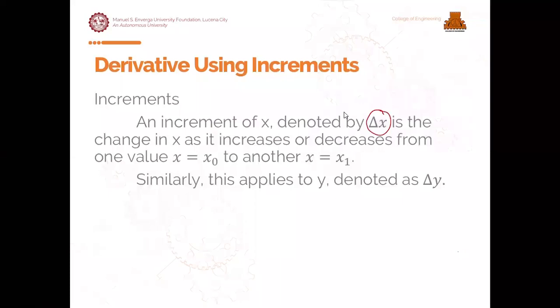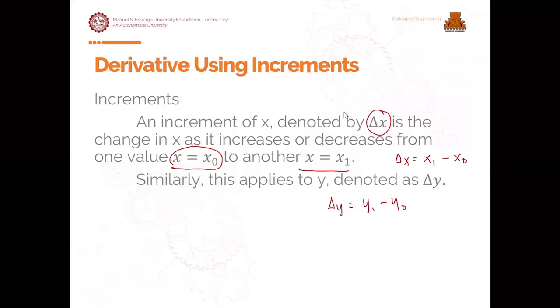From one value. So x is equal to x sub 0, meaning its initial value, to another x equals x sub 1. So meaning the change in x is equal to x sub 1 minus x sub 0, or final minus initial. Okay? And similarly, it is the same when we use y. So for y, delta y is equal to y1 minus y sub 0. Okay?